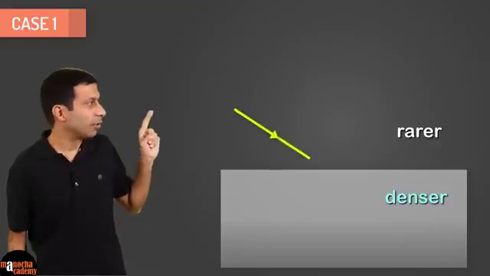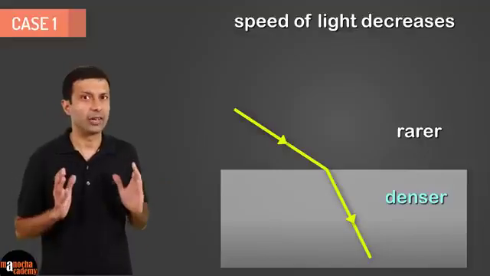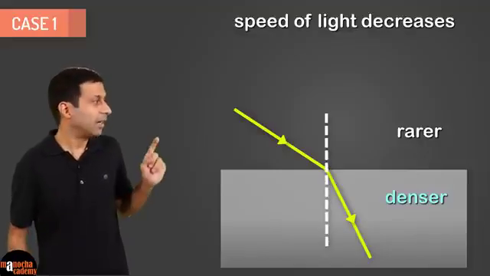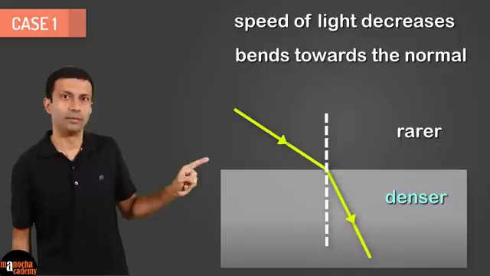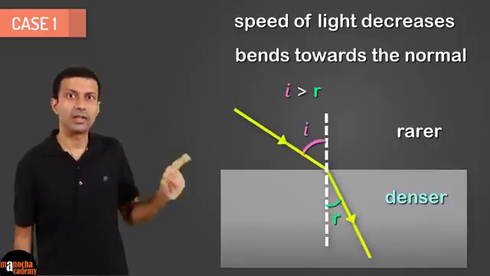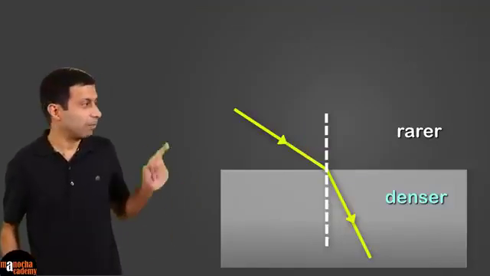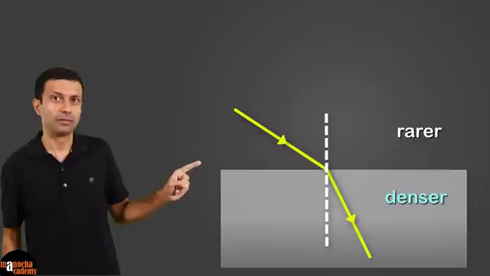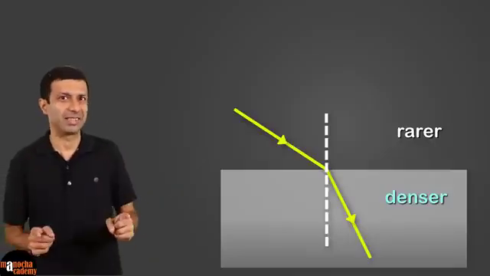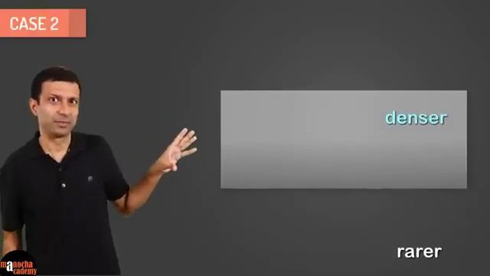When light travels from a rarer to a denser medium, the speed of light decreases. The light bends towards the normal. And as you can see, angle of incidence is greater than the angle of refraction. Now, can we make the light bend away from the normal? The answer is yes. We just need to switch the two materials.